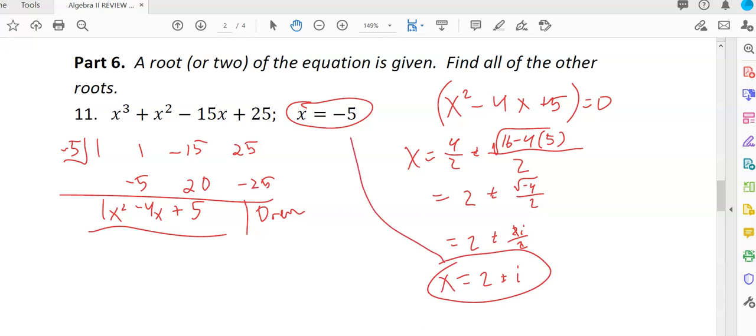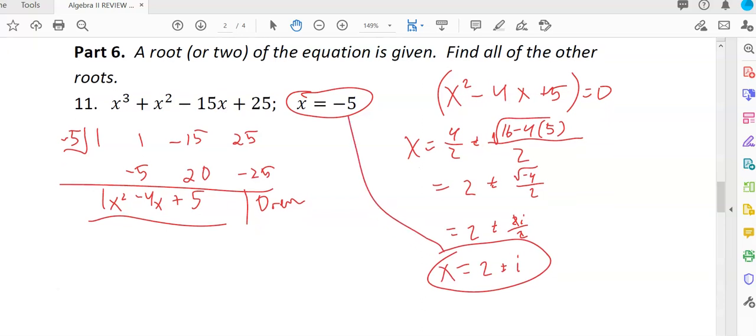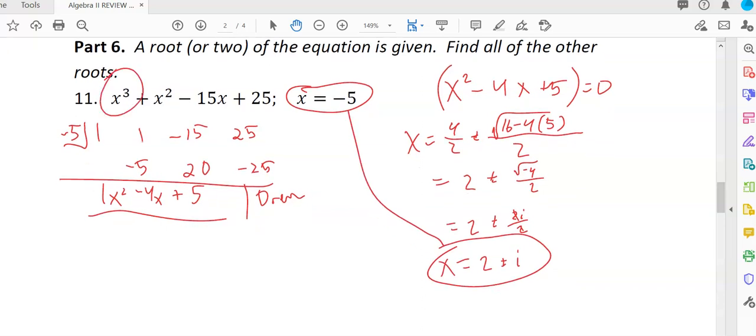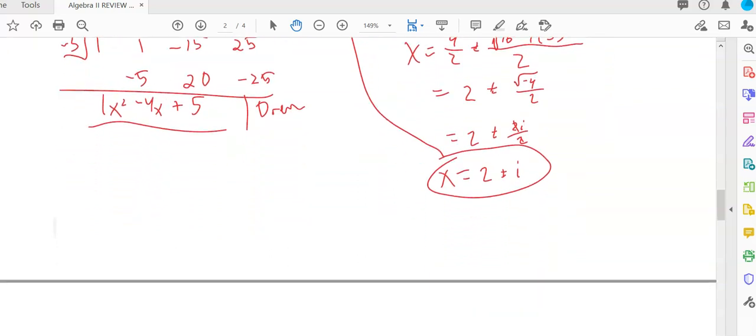Those are 2 of my answers, and then we already were given our other answer. So there are 3 solutions, which makes sense. This is x to the 3rd power. We have 3 solutions.